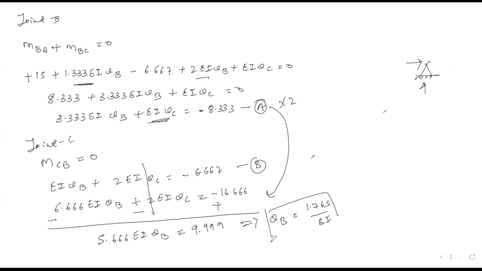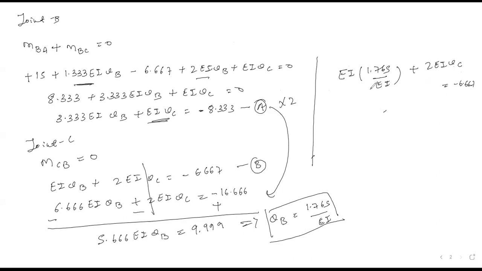This is your theta b. Okay, put this value in any of the equations. We will get theta c. That we put in equation number b. Equation b is easier. EI theta b is 1.765 divided by EI, plus 2 EI theta c, that should be equal to minus 6.667. This EI cancels out, so we will get 2 EI theta c.